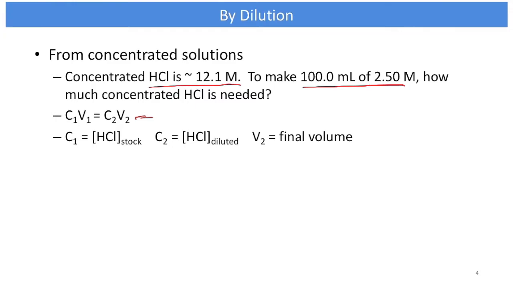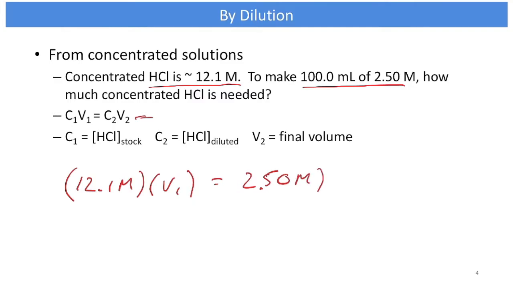If we were to write this out, we have C1V1 equals C2V2. C1 is going to be 12.1 molar. And then we're trying to solve for how much of that we have to take out to make the 2.5 molar solution. On the right-hand side of the equation, we have the concentration that we're trying to make, 2.50 molar. And what volume are we making that in? 100 milliliters.